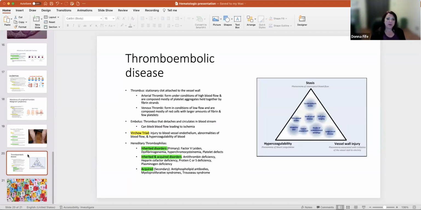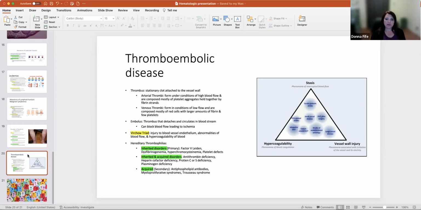Thromboembolic disease. A thrombus is a stationary clot attached to the vessel wall. We have arterial thrombi, which form under conditions of high blood flow and are composed mostly of platelet aggregates held together by fibrin strands. Venous thrombi form in conditions of low flow and are composed mostly of red cells with larger amounts of fibrin and few platelets. An embolus is a thrombus that detaches and circulates in the bloodstream, and this can block blood flow, leading to ischemia. Often these end up in the lungs, which can be fatal.